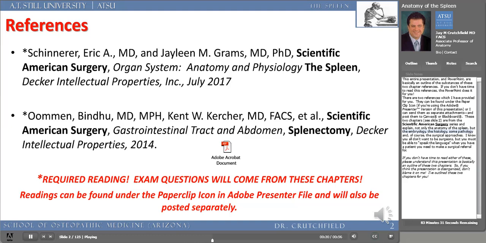I know you all don't want to be surgeons, but you do have to be able to speak the language if and when you have a patient you need to make a surgical referral to. If you don't have time to read either of these, understand that this entire presentation is basically an outline of these two chapters. So if you think the presentation is discombobulated, don't blame it on me. I outlined both of these chapters for you.